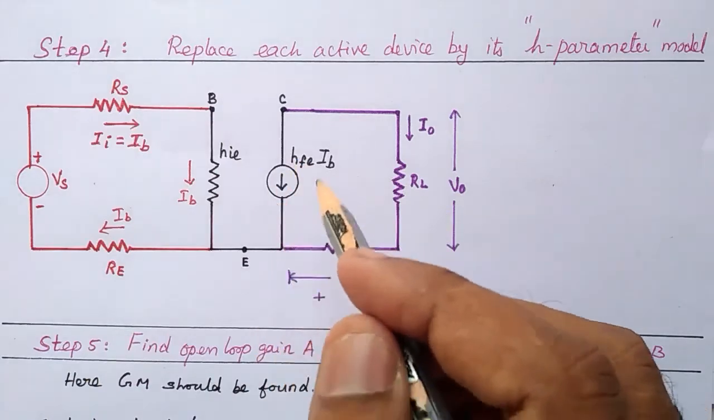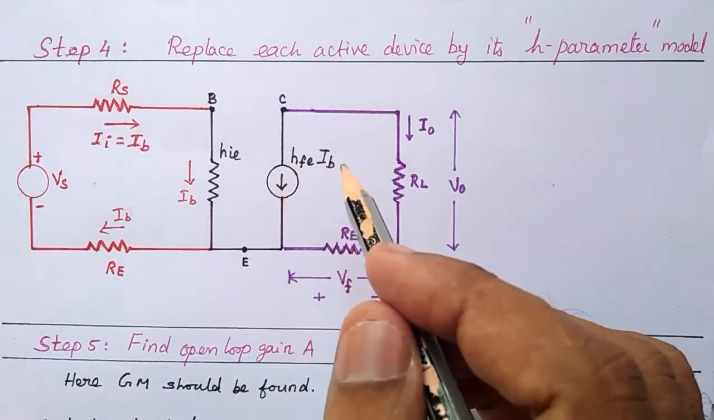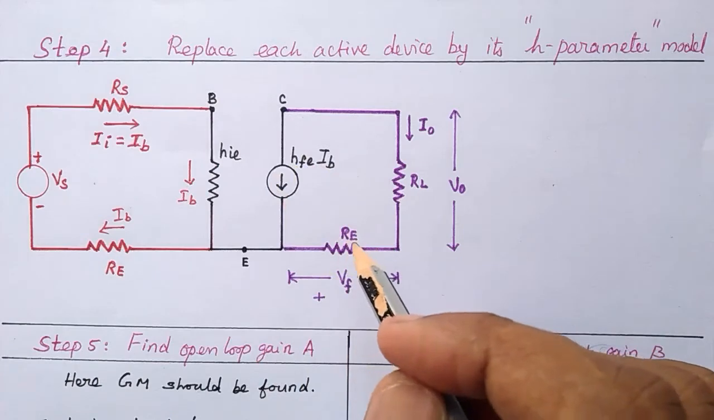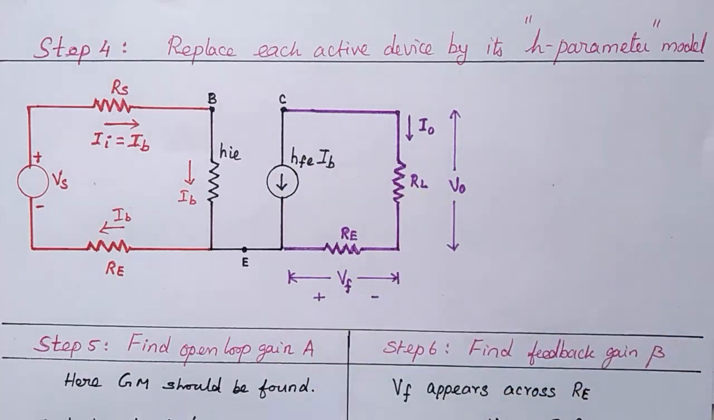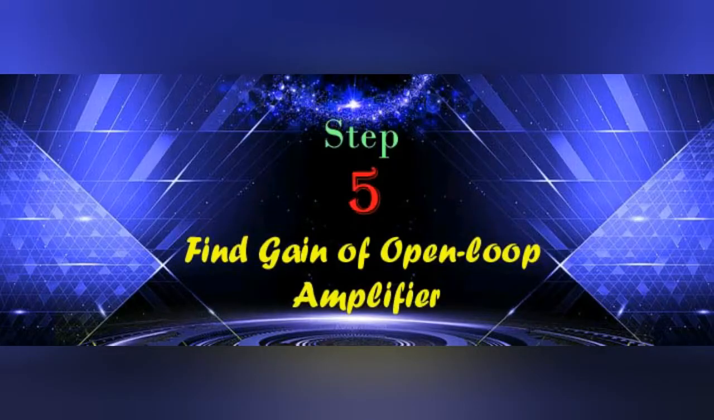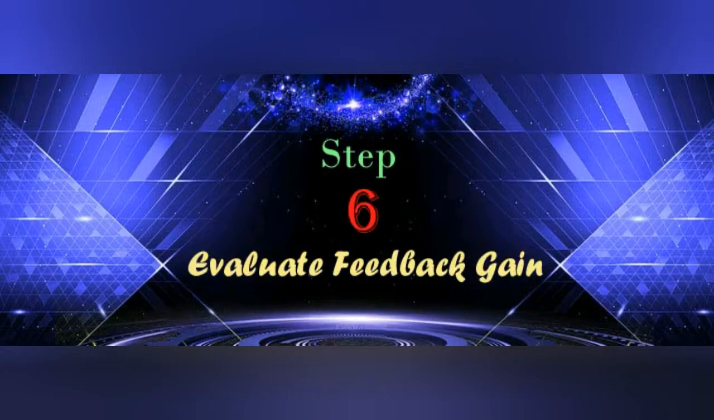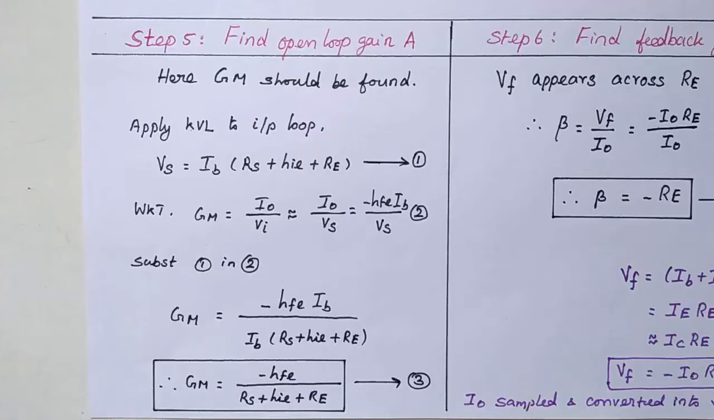On the output side we have a current generator HFE Ib, and Re is also included on the output side. RL is connected as load. Okay, right. Step 5, finding the open loop gain of the amplifier. Step 6, finding the gain of the feedback network beta.